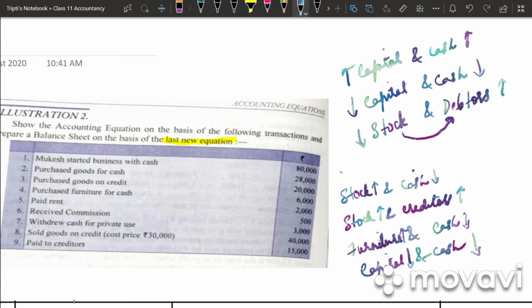And what will be the amount that will be affected? We sold goods of 30,000, but we sold it for 40,000. So debtors have to pay us 40,000, but the stock will only reduce by 30,000. Last we have paid to creditors. So when we pay to creditors, what is being affected? Creditors and cash. Our creditors will reduce and cash also will reduce. Why is our creditors reducing? Because we have paid it.